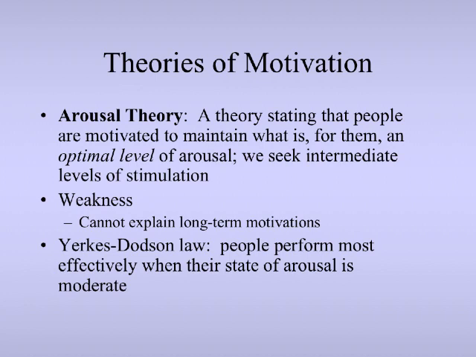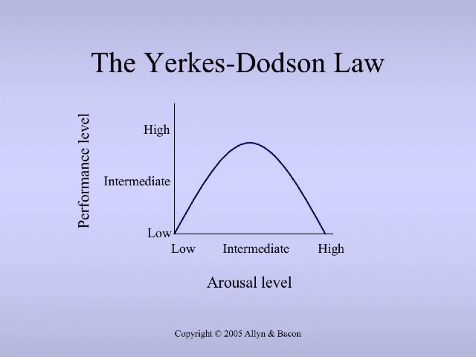It can't really explain why it is that some people are able to set very long-term goals and work towards those. But what's interesting is that when we look at something like Yerkes-Dodson law, we find that people perform most effectively when their state of arousal is moderate, when it's dead on and nice and even. So when we look at an image like this, if you're performing a task that requires a very low performance level, in other words, it's easy, it's boring, you might need a higher level of arousal. If you're performing a task that's very difficult, you might want your arousal level to be a little bit lower.